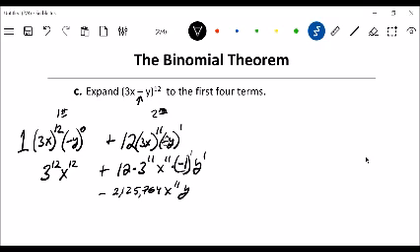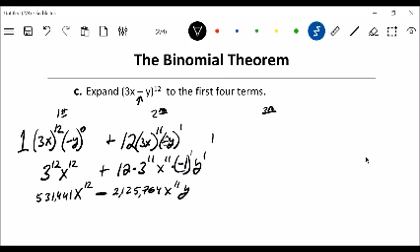So that's 2,125,764, but it's negative. And this one, we have the x to the 12th, and 3 to the 12th is 531,441. So we have 531,441 times x to the 12th minus 2,125,764 x to the 11th y. And now let's do the third term.